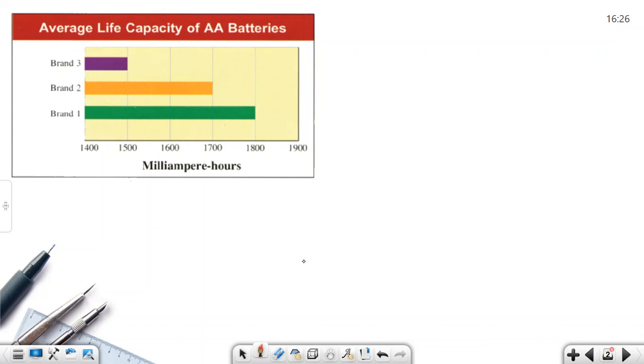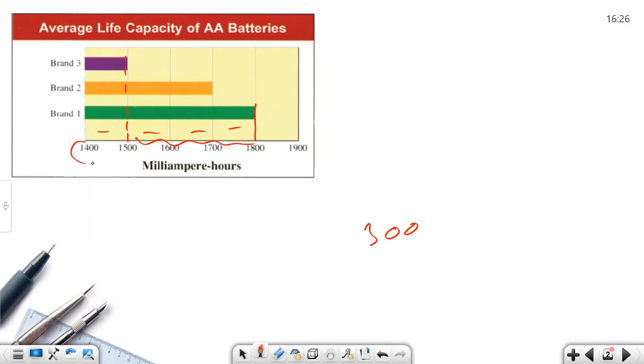Such as that one. That's a graph. There is no problem with this graph actually. If you check it, that's 1800 milliampere per hour, and that one is 1500 milliampere per hour. So it is 300 milliamperes more than brand 3. Brand 1 is 300 more than brand 3, but it looks like 3 times greater. Look at that one: 1, 2, 3, 4. That's 3 times more than brand 3 if you compare brand 3 and brand 1. But it's not like that actually.